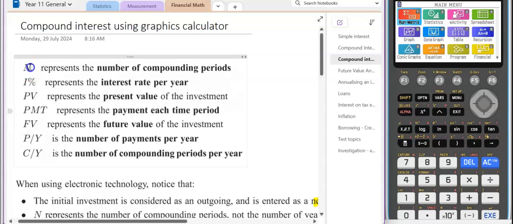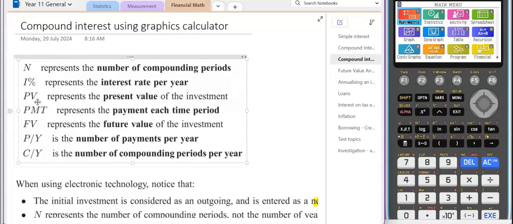So the first one there is N, which represents the number of compounding periods. So for example, if you invest money for 2 years and interest is compounded monthly, then the number of compounding periods is 2 times 12 or 24. I is the interest rate, which is left as a percentage when using the graphics calculator. PV is that present value of the investment, or we've spoken about it before as the principal. So that's the amount that you actually invest.